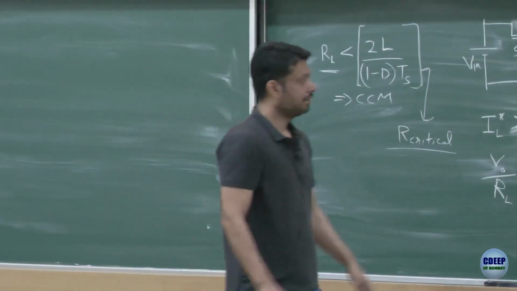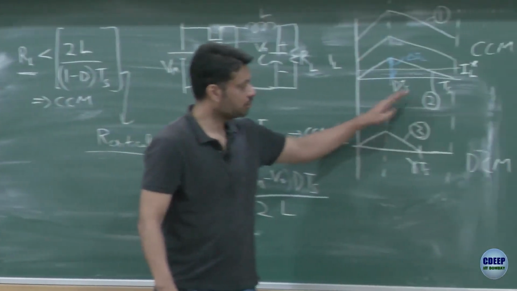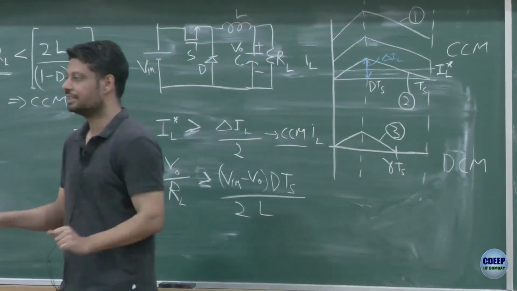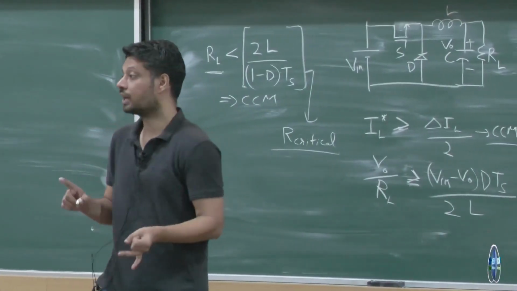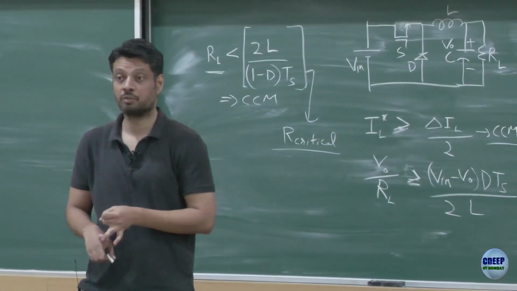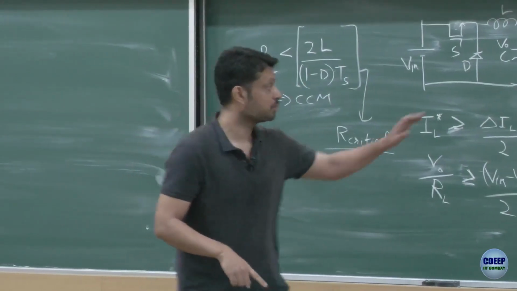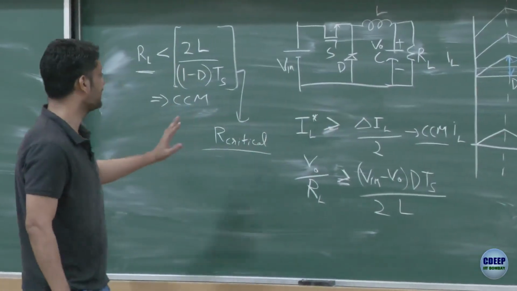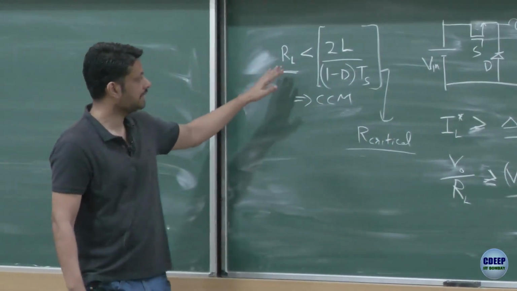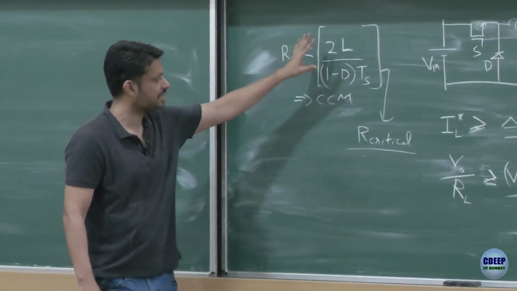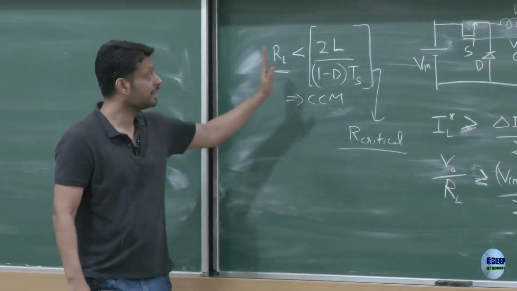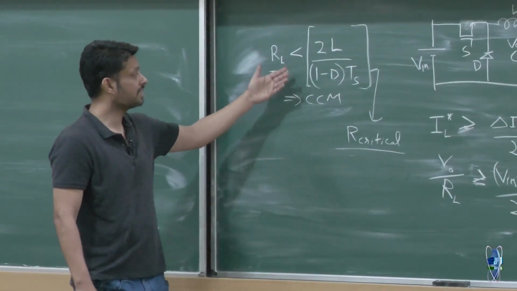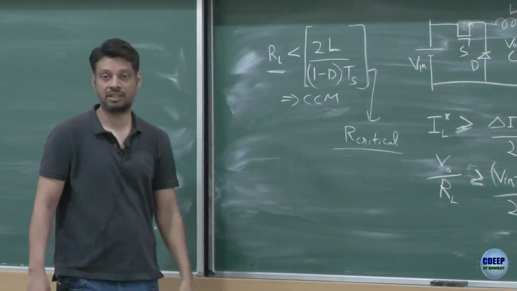Okay. The problem is if you go from case 2 to case 3, everything changes, right? Your ripple expression would no longer be valid, your average voltage expression would also no longer be valid. So everything would change from 2 to 3, but from 1 to 2 everything is the same. And we know the condition: if your load resistance is less than this critical value, then you are in continuous conduction mode. If load resistance is more than this, you are going towards discontinuous conduction.